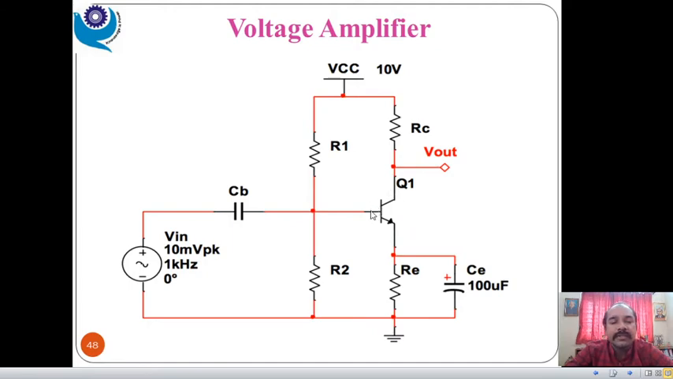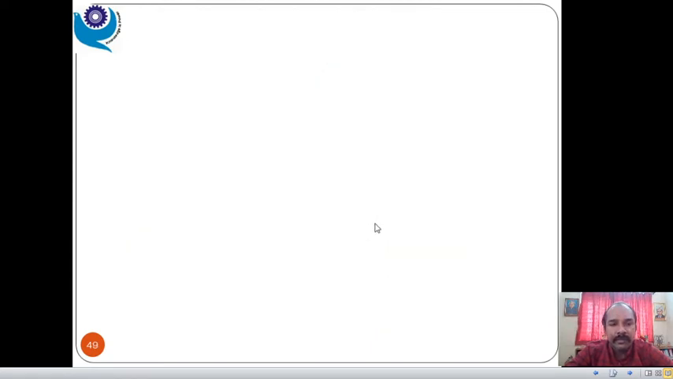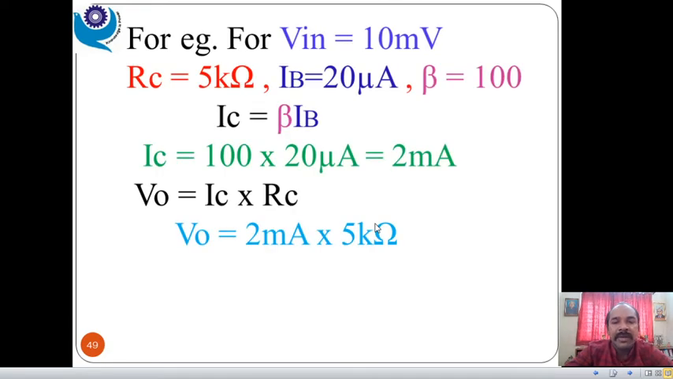In common base, alpha, the current gain, is less than 1, and voltage gain is average, so overall power gain is less. In common emitter configuration, beta, the current gain, is high, and voltage gain is also high. Compared to common collector as well as common base, common emitter has a very high power gain. That's why we usually use common emitter configuration. With an example we can see how the amplifier amplifies the current.